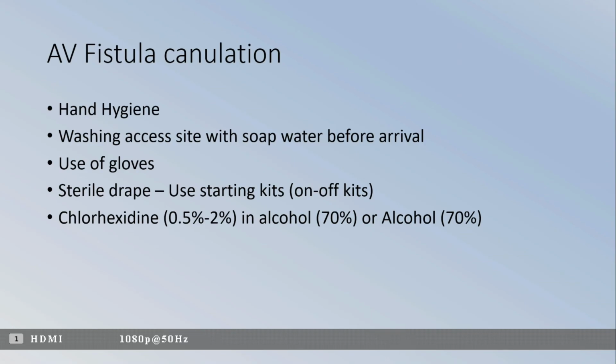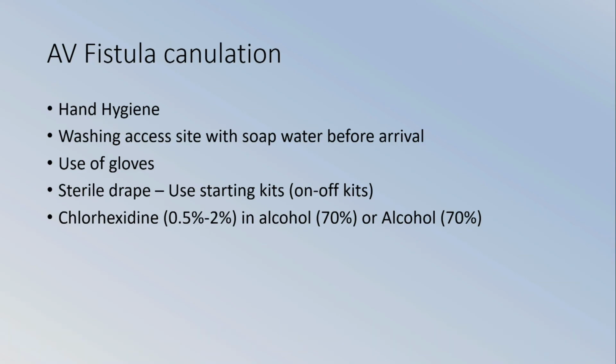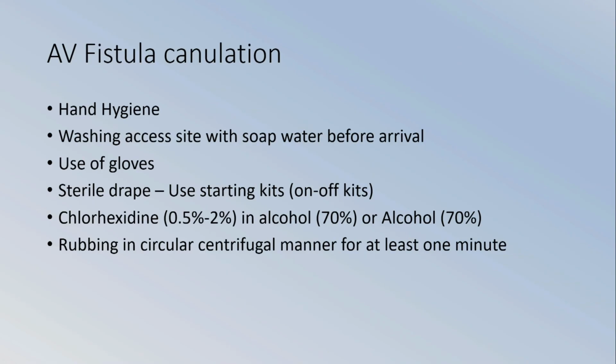So what are we going to use for antiseptic? This is the most effective one: about 2% chlorhexidine with alcohol. If that is not available, at least 70% alcohol. Don't use betadine here. It is not recommended, it's not as effective. All right. Now you need to apply it properly, scrub in a centrifugal manner for at least a minute or two, and allow it to dry. Allow for the action of the antiseptic to happen, and only then start cannulation.